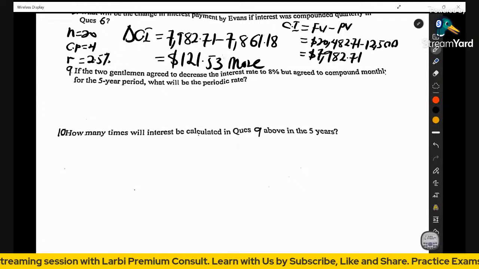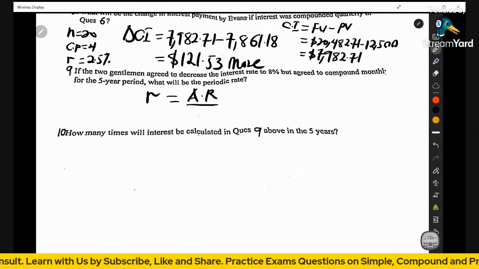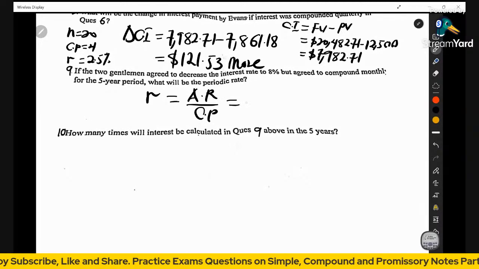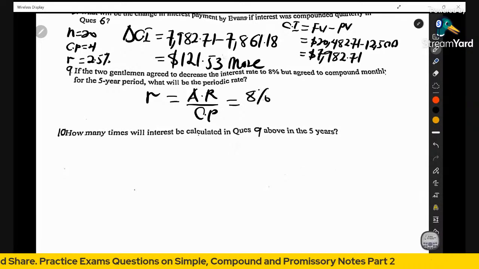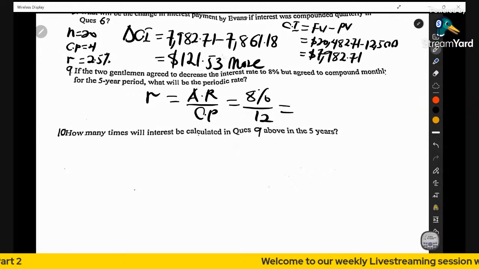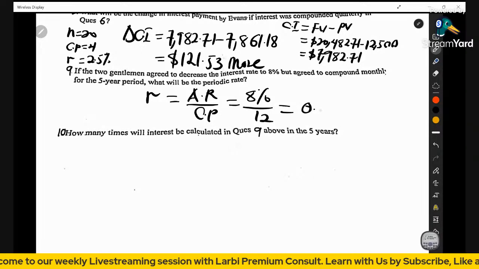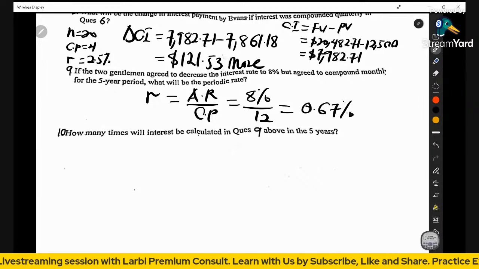How do you compute the periodic rate, for which we know R is equal to the annual rate divided by the compounding period. Now, what is our annual rate? 8%. And what is our compounding period? Monthly. How many months do we have in a year? 12. So we divide by 12. So what are we getting? In my case, I had the rate to be 0.67%. You can also try that and see if that is true. This is what I was getting in that particular case.